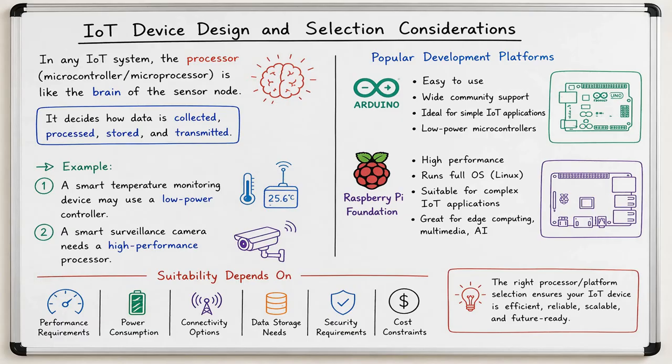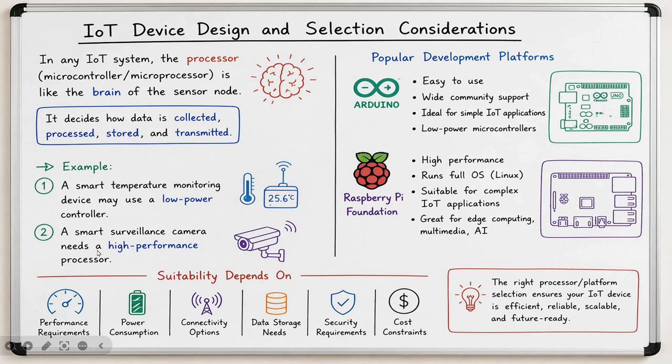That is, the processor will collect the data from the sensors, process it, like calculations, and store it if needed. And it also sends the data to other devices or cloud servers for further use. For example, we have a smart temperature monitoring device, where a temperature monitoring system uses a low powered processor because it performs simple tasks, and this will help to save the battery and allows the device to run for a long time.